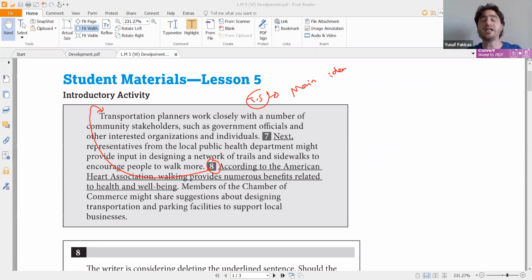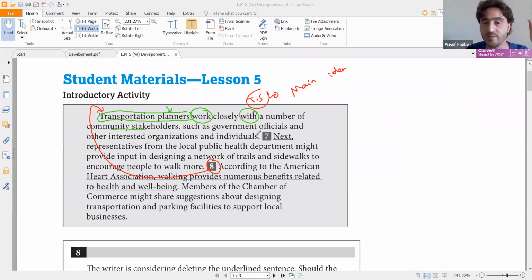How do we analyze? Simply, again, you can underline, you can highlight, you can circle. Yes, relevant means related. Now, let's see here. So they are telling us transportation planners. So that's the subject of this paragraph. Transportation planners. Okay, now you ask yourself, what's about them? They work closely with a number of community stakeholders. And then they give us examples, such as government officials and other interested organizations and individuals.